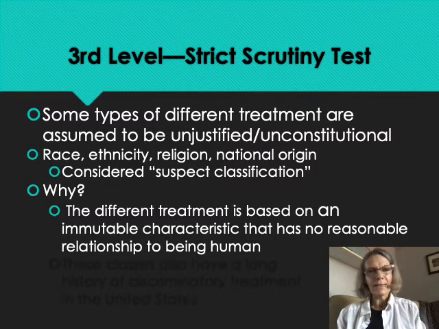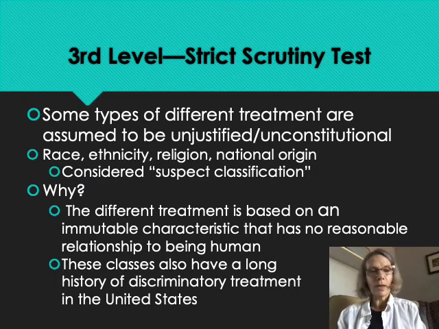Well, what we mean by that is that when the different treatment is based on what's known as an immutable characteristic, a characteristic that you can't change, and also where that characteristic has no reasonable relationship to being human, then when you are differentiating between those groups, it's sort of like, why? On what basis? Your skin color, your race, doesn't have anything to do with your capacity as a human, nor does what your religion is, or what country you were born in. Those are characteristics you oftentimes don't have any control over, and they don't seem to be related to anything in terms of what it means to be human. And so when those differences are made, the strict scrutiny standard is applied.